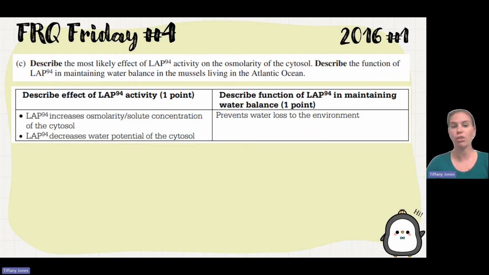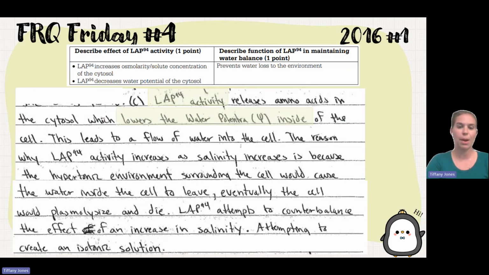We also talk about describing the function of the lap on maintaining the water balance. So if the inside of my cell becomes more hypertonic, it's going to inhibit the water from being lost. If our environment is hypertonic and my cell is hypotonic, water constantly will be leaving these cells. And I need my muscle cells to maintain their water, otherwise they're going to get dehydrated. So by increasing the concentration inside of the muscle, the muscle doesn't lose water to its surrounding environment. So the student talks about how it releases these amino acids that lowers the water potential. They then go on to talk about how, because we have a hypertonic environment surrounding the cell, that would cause the water inside the cell to leave, which then, of course, is allowing them to offset that balance.